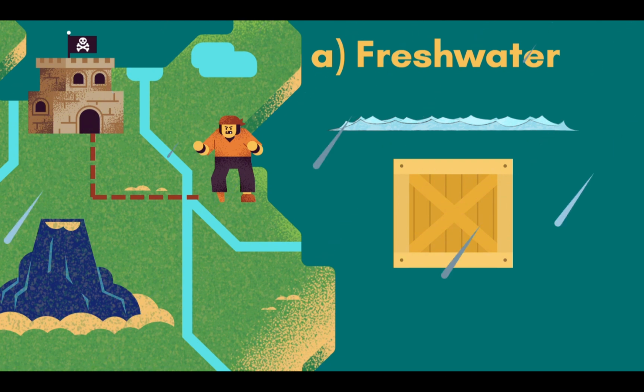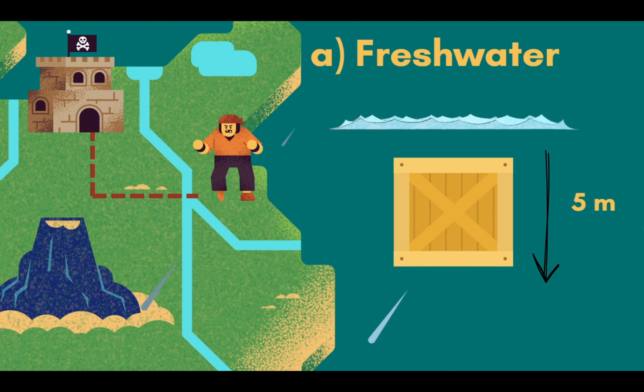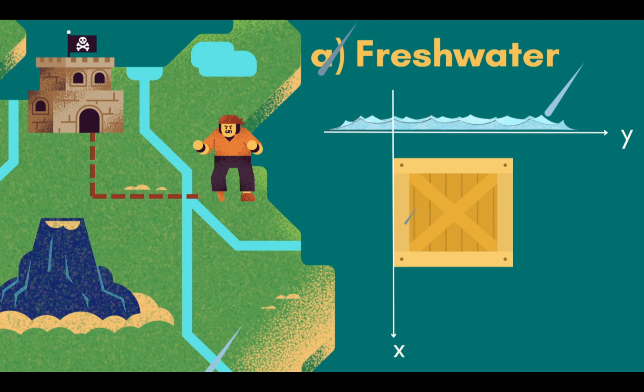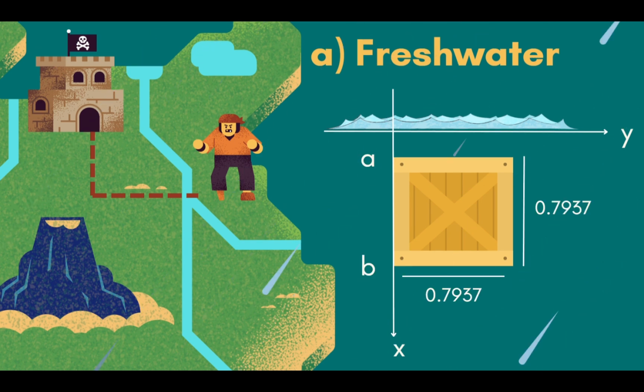For example, we have our box, and this is the surface of the water. The box is submerged 5 meters below the surface. We can set our y-axis and x-axis like this, where the y-axis is at the surface of the water, and the x-axis is the distance from that surface downwards, where the positive direction is down. We can set our points A and B as the top and the bottom of the box respectively, and plot in the dimensions that we found from question 1.